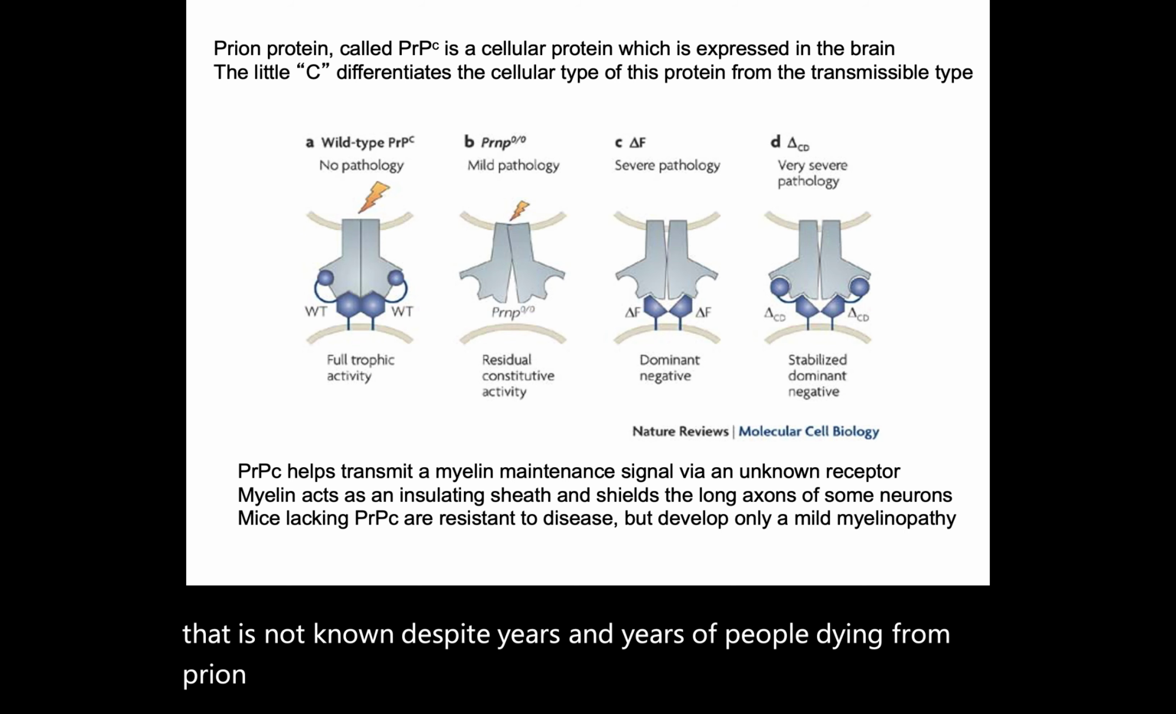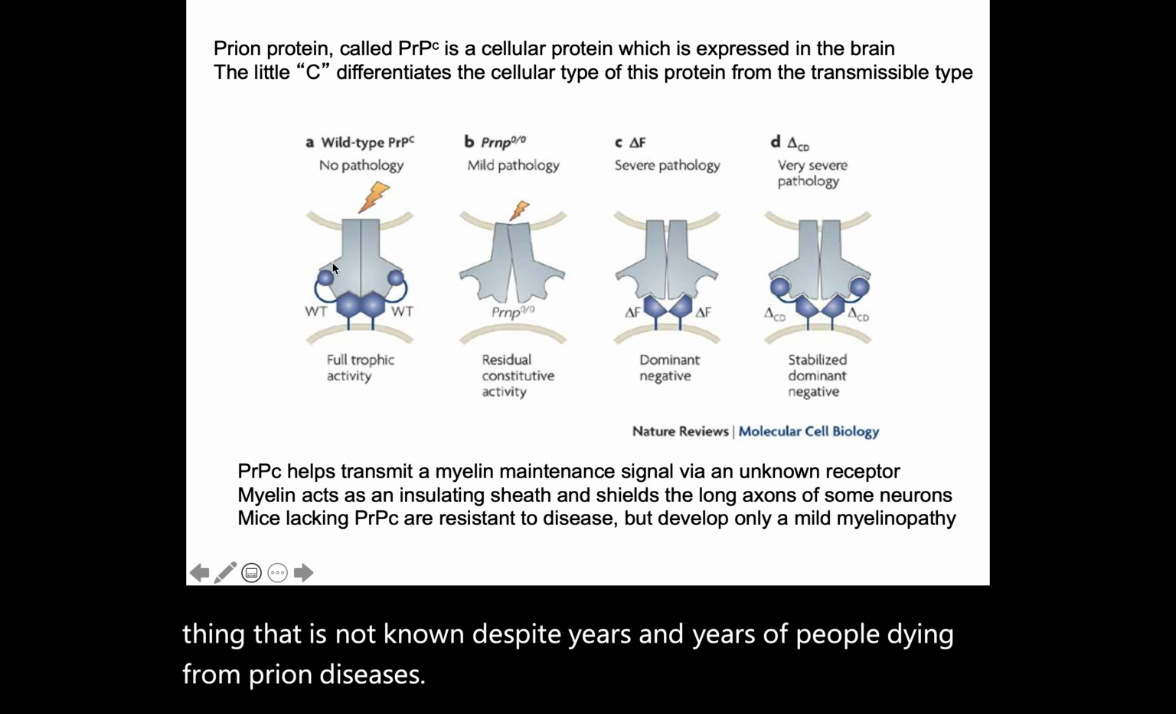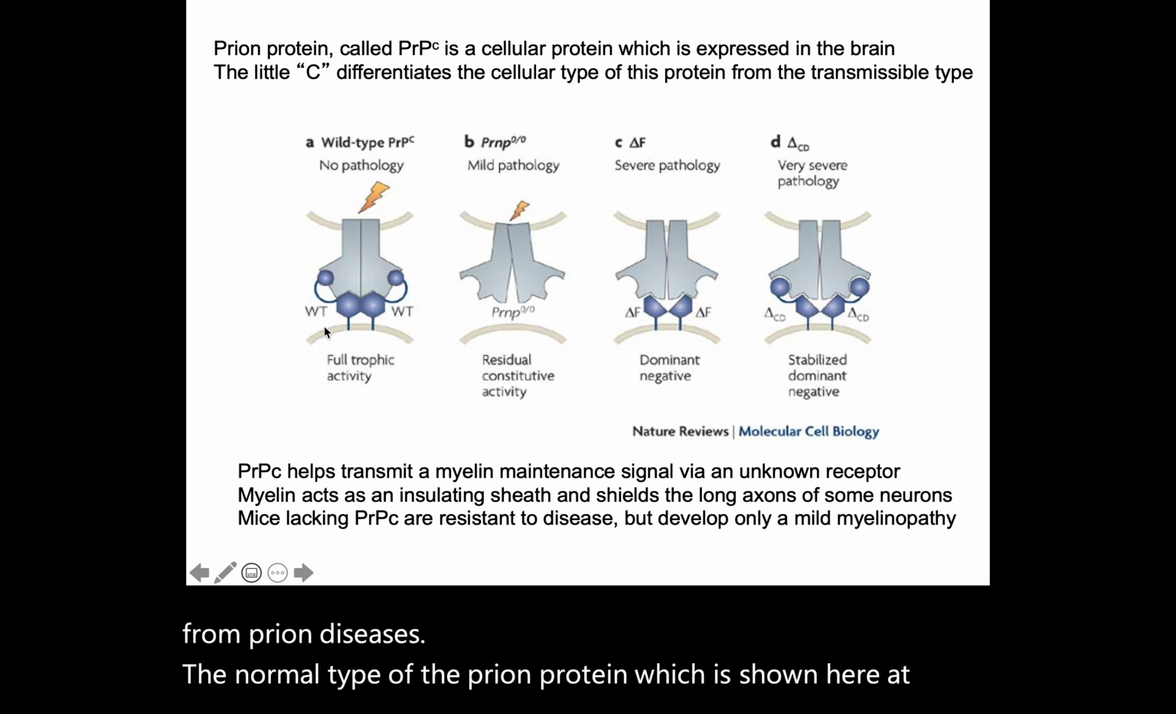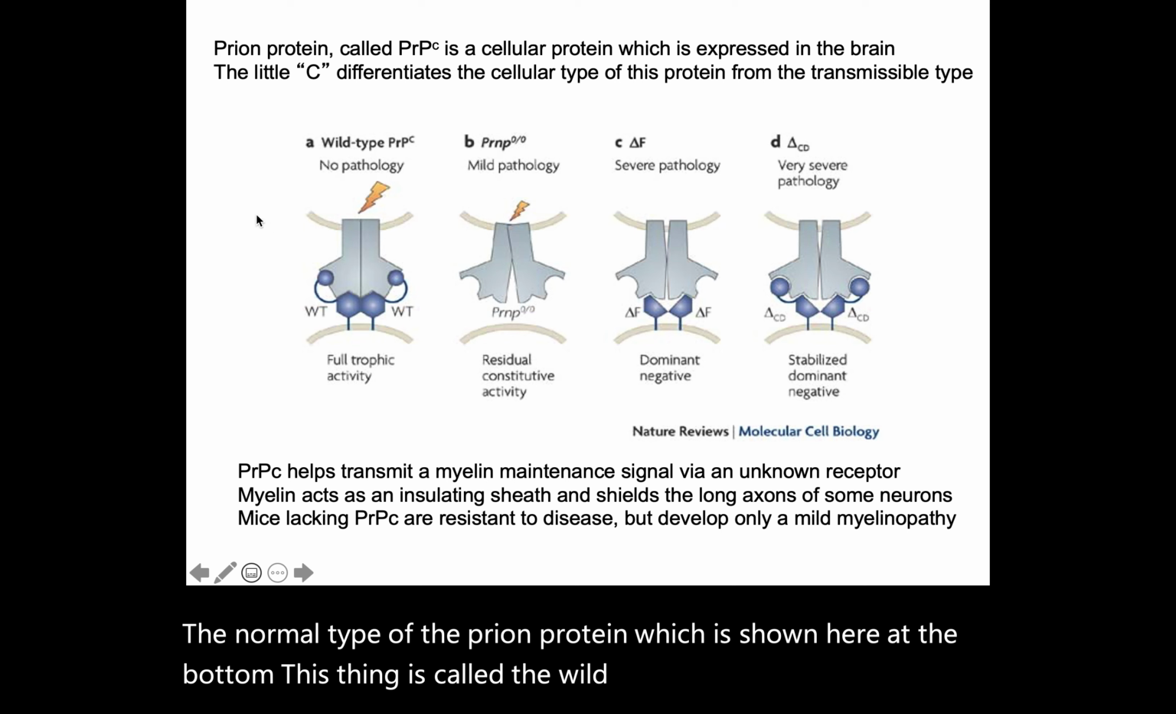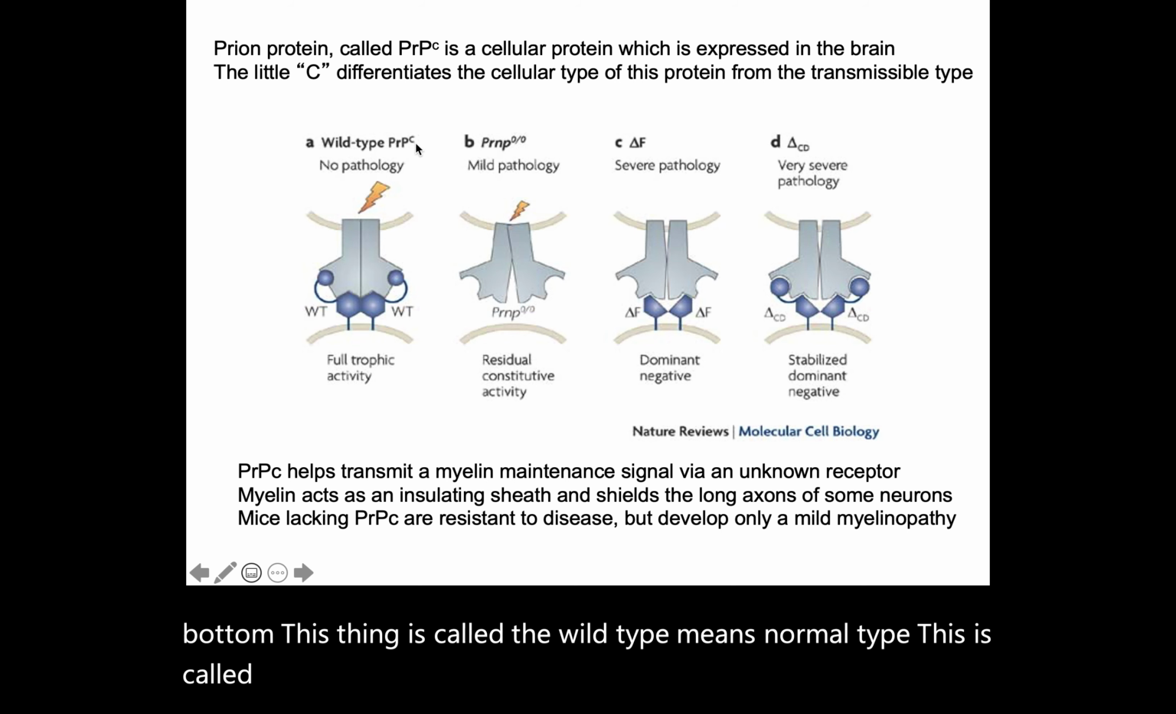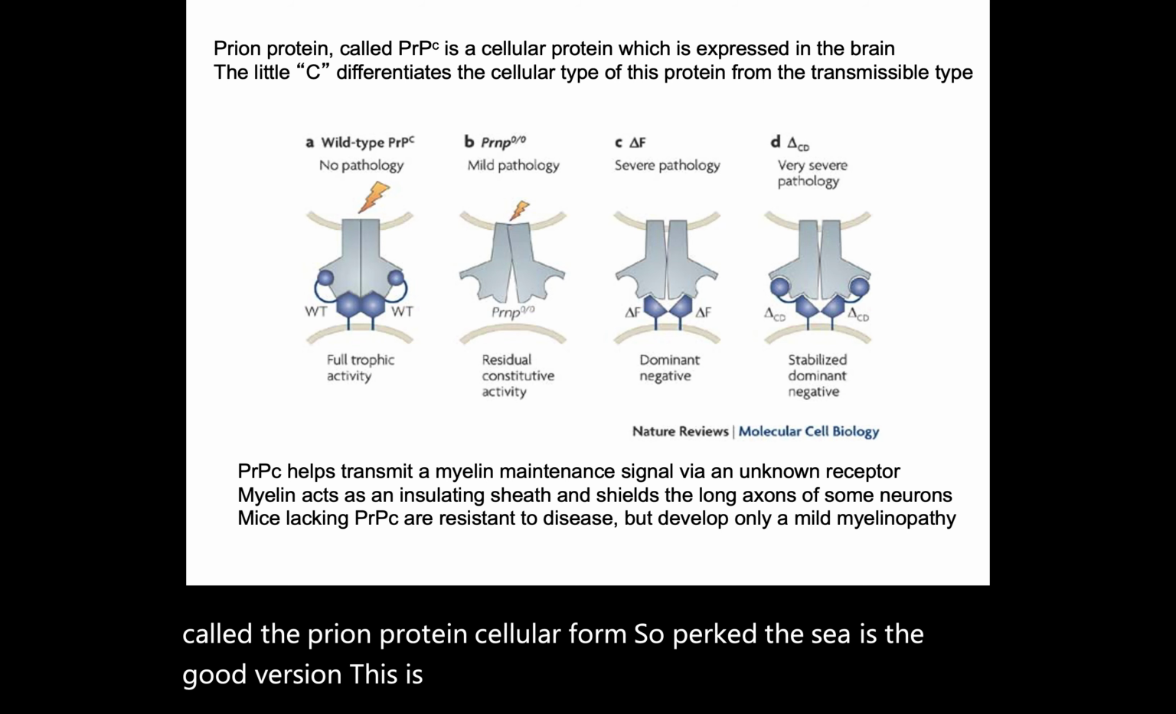The normal type of the prion protein, which is shown here at the bottom, this thing is called the wild type, means normal type. This is called the prion protein cellular form, so PrPC. The C is the good version. This is the version that's going to keep you healthy, basically.